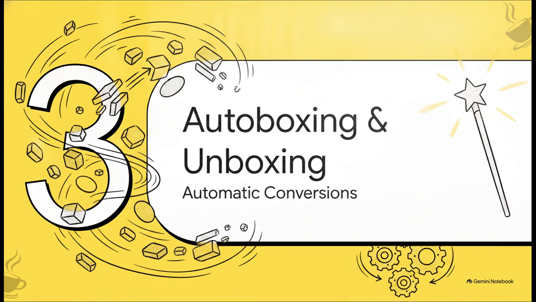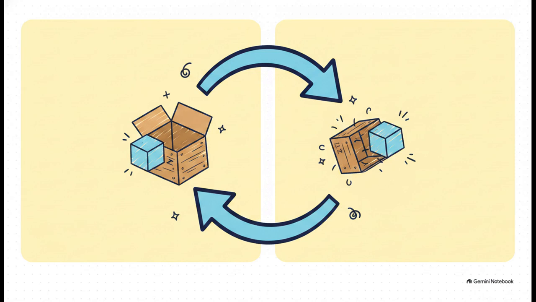Which brings us to Section 3, autoboxing and unboxing. The good news is that you don't always have to write out clunky manual code to convert between these types. Java handles it almost like magic, using autoboxing and unboxing. Autoboxing is just the automatic conversion of a primitive data type directly into its corresponding wrapper class object. Like, if you just assign an int value of 5 to an Integer object, Java automatically boxes it up for you behind the scenes.